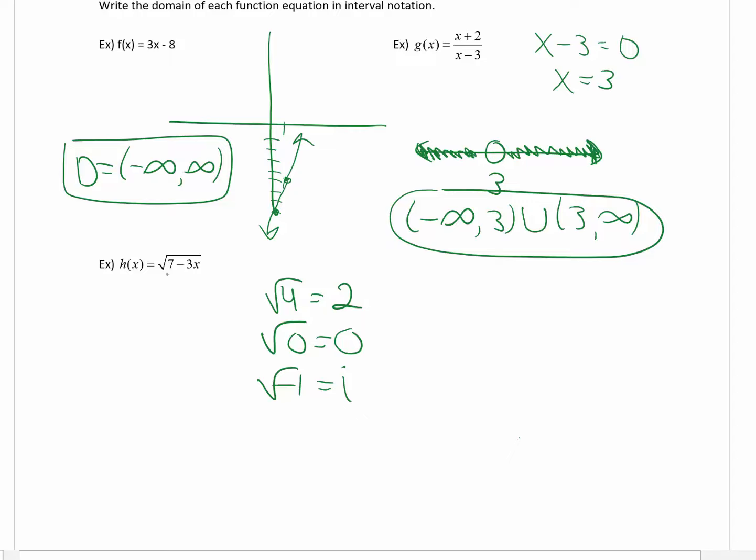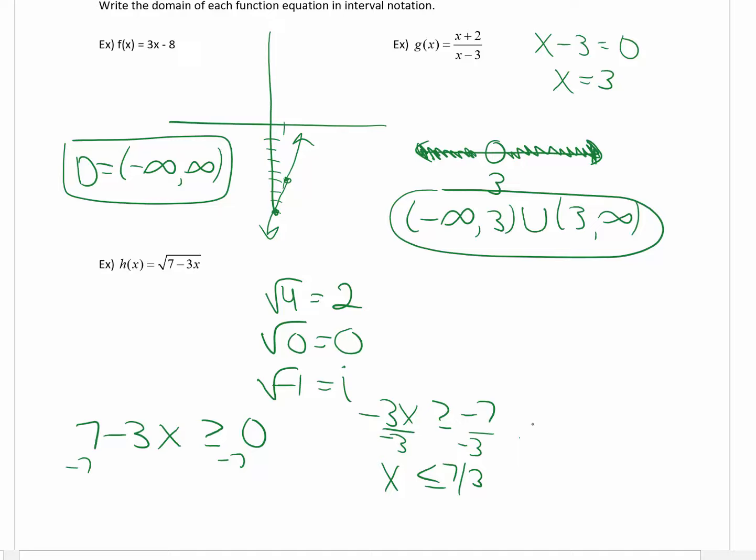Okay, so what do we do? I'm going to take whatever is under the square root, which in this case is 7 minus 3x, and set it greater than or equal to 0. This avoids having any numbers that are less than 0 under the square root. So solve it. And then divide by a negative 3. When you divide by a negative number, you switch the inequality sign, putting this on a number line. And then writing it in interval notation.